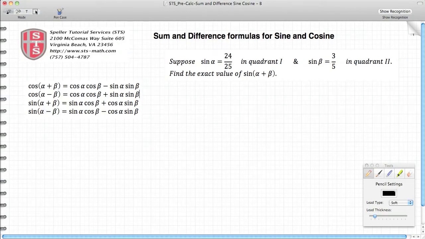Today we're going to continue talking about the sum and difference formulas for sine and cosine. Again, I have the formulas defined here to the left, and then we have our particular question we're going to try to answer today. The question states, suppose that sine alpha is equal to 24/25 in quadrant 1 and sine beta is equal to 3/5 in quadrant 2, and we want to find the exact value of sine alpha plus beta.